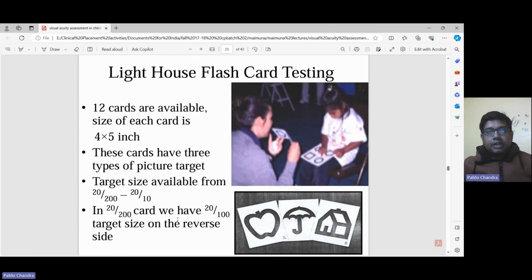Next is the lighthouse card test. In lighthouse flash card testing, 12 cards are available. The size of each card is 4 by 5 inches. These cards have picture targets. Target size is available from 20 by 200 to 20 by 10. In the 20 by 200 card, we have a 20 by 100 target size on the reverse side. You show all these cards at different levels, and the patient needs to identify all 12 cards. If the patient is able to identify all of them, then the patient's visual acuity is absolutely normal.